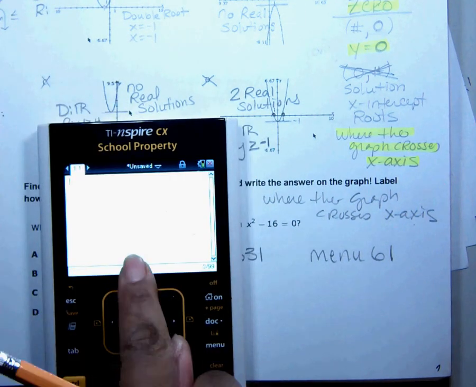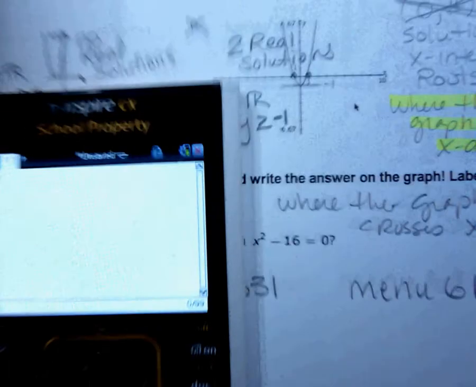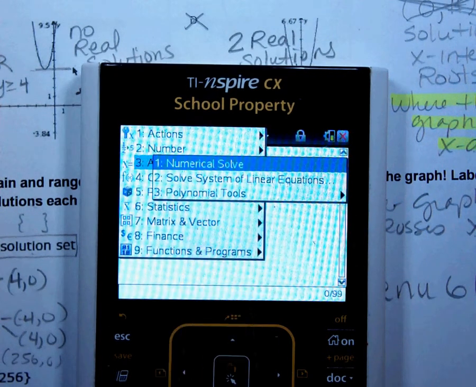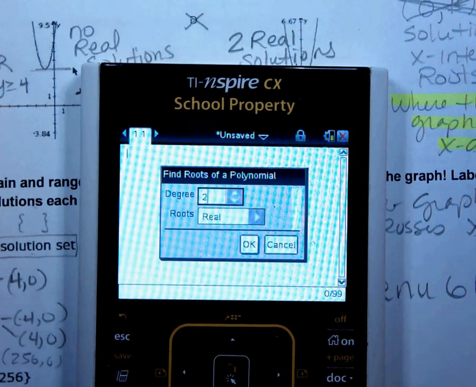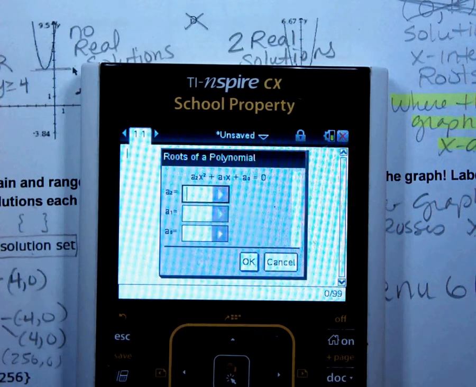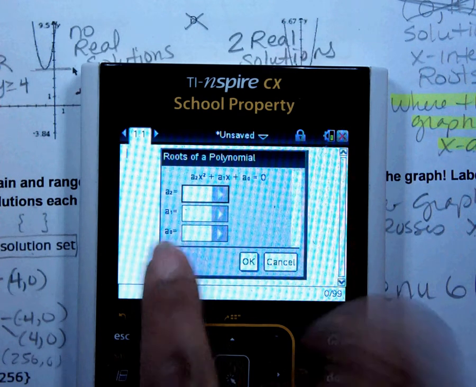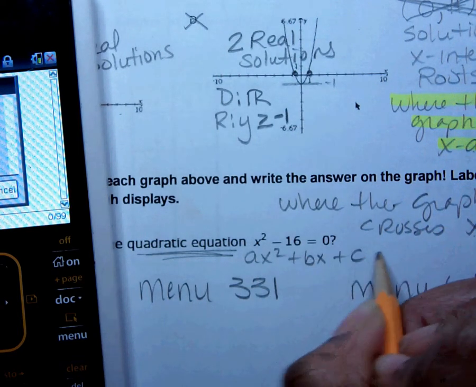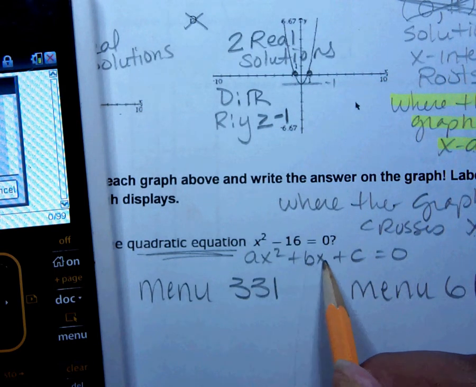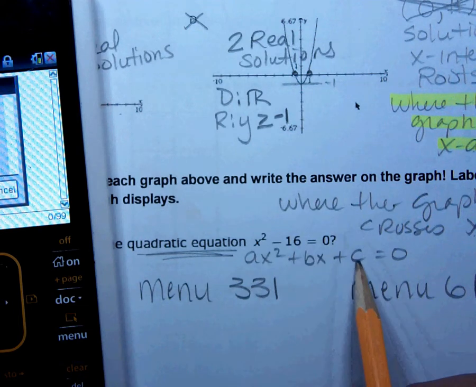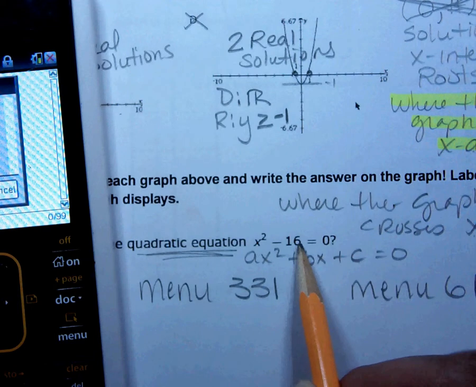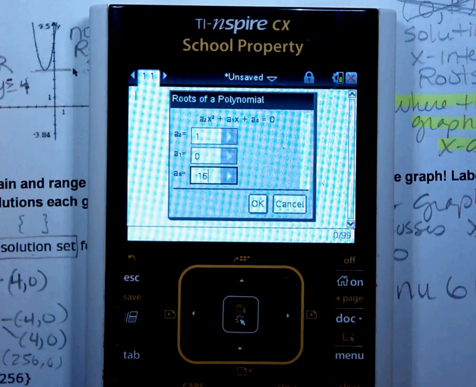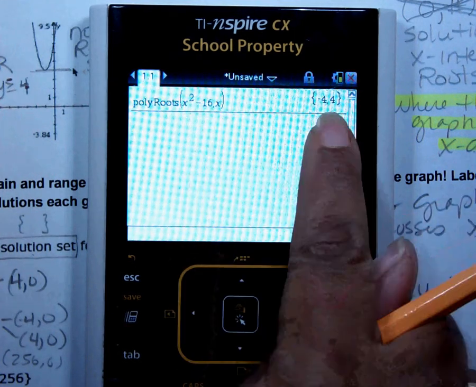To do it in the calculator, you can go to the calculator screen on the Inspire, and let me zoom in. You hit menu. We're in algebra. We're talking about a polynomial, and we want to find the roots. Yes, we're talking about real roots, and it is degree of 2. And this means a, b, and c. So, a is the number in front of x squared. How do I know? Because ax squared plus bx plus c equals 0. a is in front of x squared. b is by the x. You notice we don't have an x. b must be 0. And c is negative 16 because c is the one without an x. So 1, 0, negative 16. Press enter 3 times. And there is your solution set.